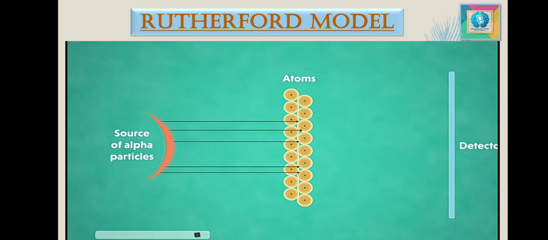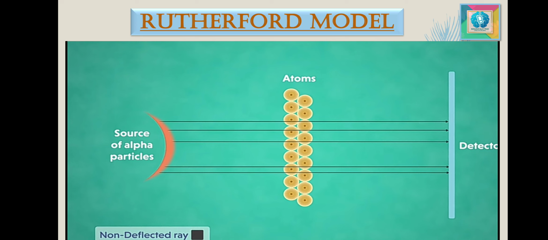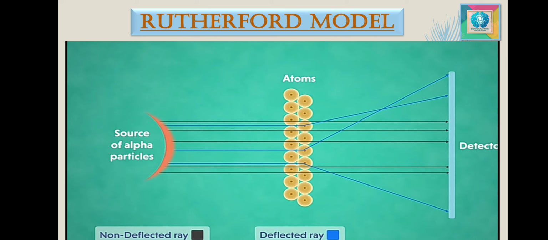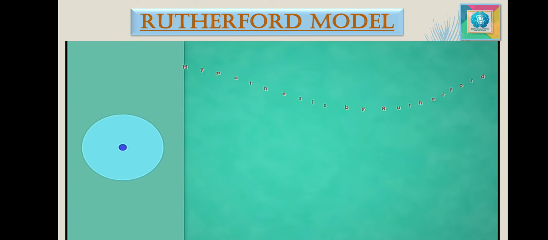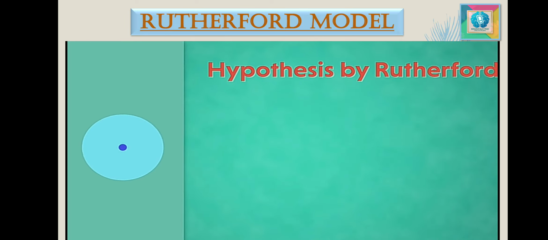So let's say there are gold atoms in a foil. He found most of the rays passed straight through the atom. Few rays changed their path and got deflected. And lastly, very few particles bounced back. Due to these results, Rutherford came to a new nuclear model.